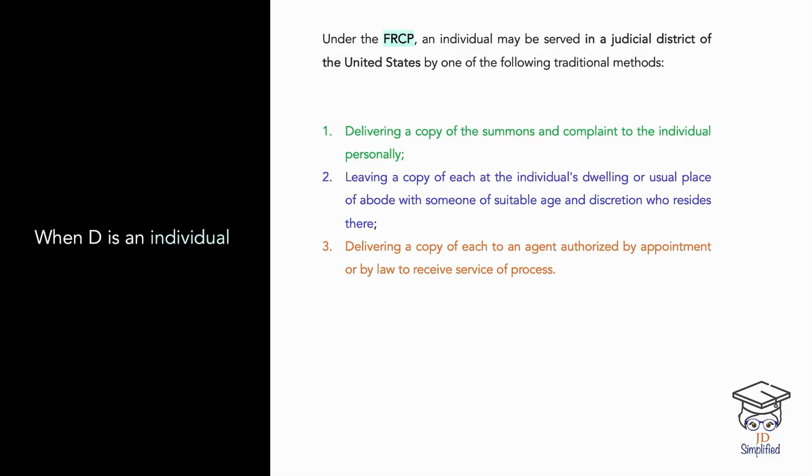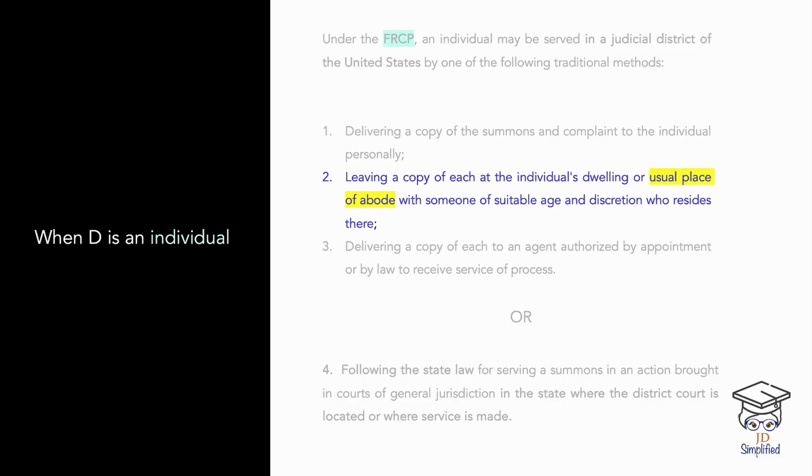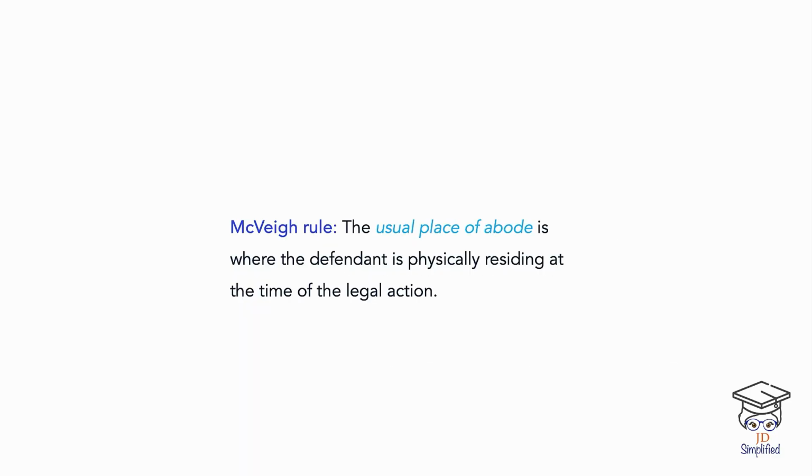3, delivering a copy of each to an agent authorized by appointment or by law to receive service of process. Or 4, following the state law for serving a summons in an action brought in courts of general jurisdiction in the state where the district court is located or where service is made. Let's talk real quick about what usual place of abode means. The usual place of abode is where the defendant is physically residing at the time of the legal action.